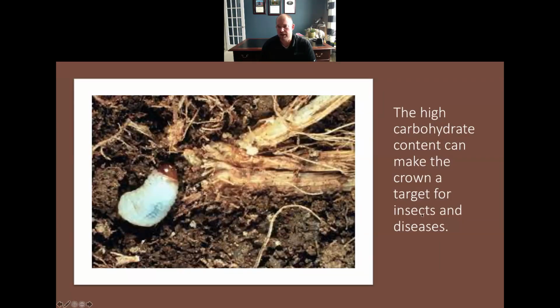Okay. Again, that high carbohydrate content in the crown makes it a target for insects and diseases both. So those insects and diseases, again, a fungus doesn't photosynthesize.